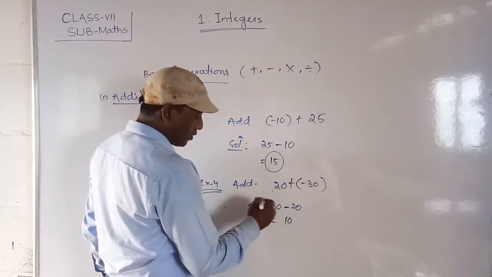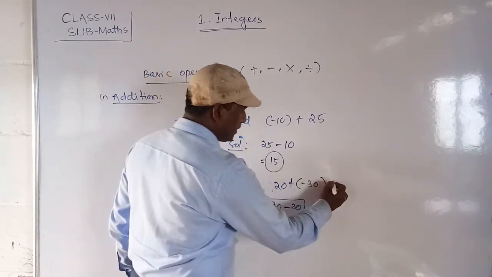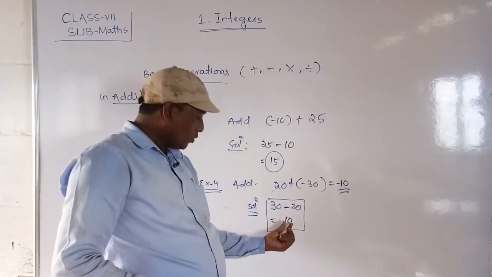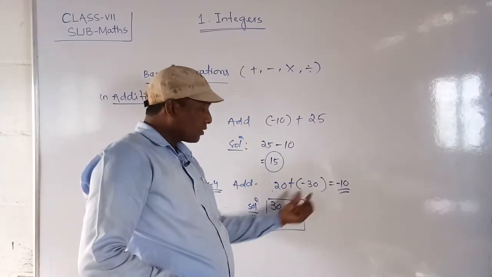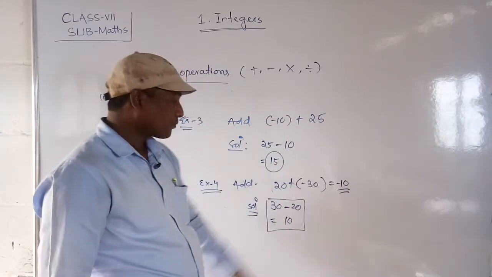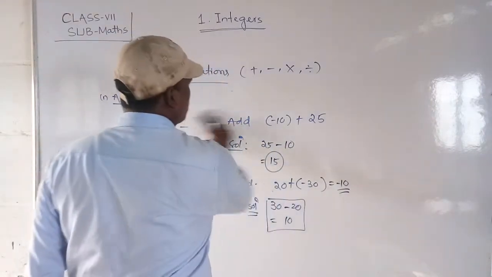But the answer is minus 10, because the sign of the bigger number is negative, so you make the answer negative. Okay, this is about addition cases, students. You should practice at home also.